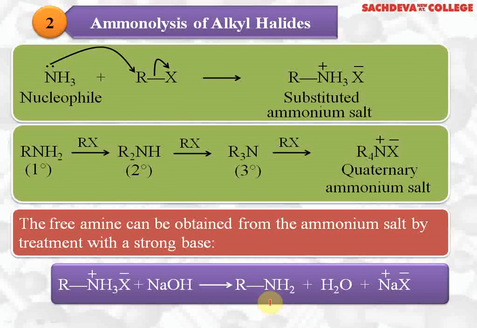Here we will get a mixture of amines, therefore pure amines cannot be prepared by this method. But if we want to control the reaction, we should take ammonia in excess. Instead of alkyl halide, if we take ammonia in excess, then we are likely to get mainly primary amine.